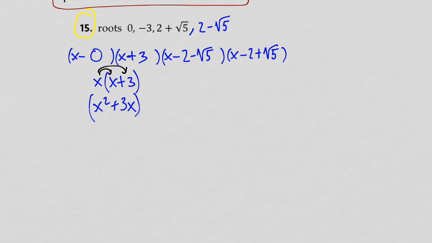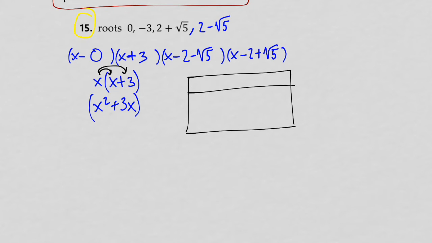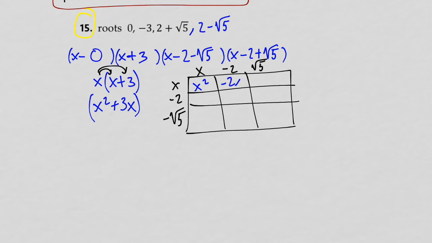So that's the one I'm going to do now. Okay. I'm going to make a box for that one. Like this. And I need 9 total spaces. X, negative 2, and negative radical 5. X, negative 2, and positive radical 5. And let's multiply. X times x is x squared. X times negative 2 is negative 2x. X times radical 5 is x radical 5.